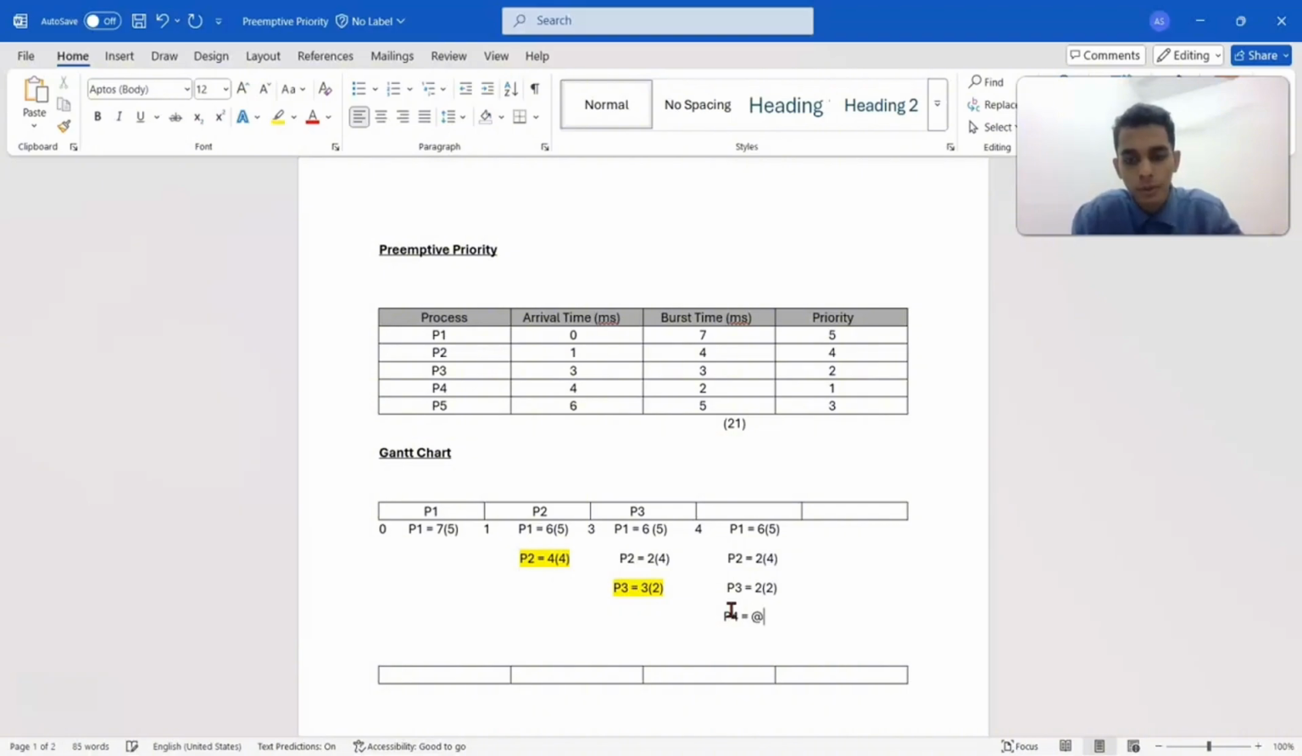P4 has a burst time of 2 milliseconds and a priority of 1. You can see since it has the priority number of 1, it has the highest priority among these processes and will be executed first. This highlighting is to ensure we know which process is executed at each box.